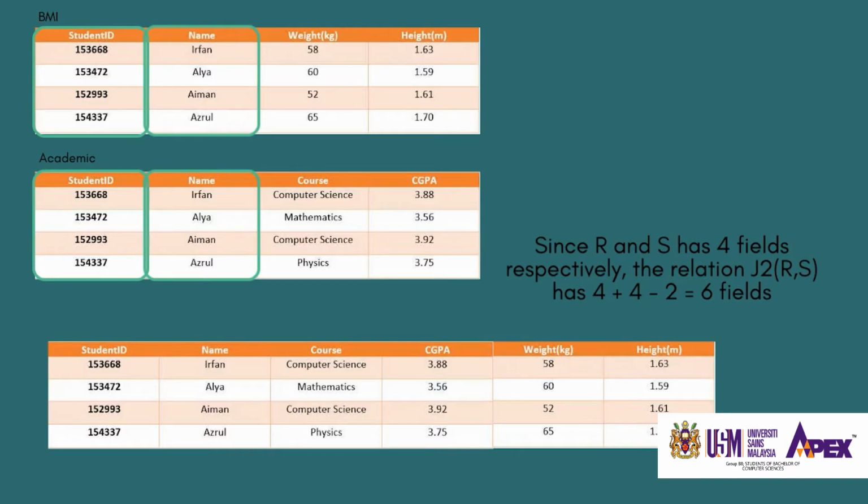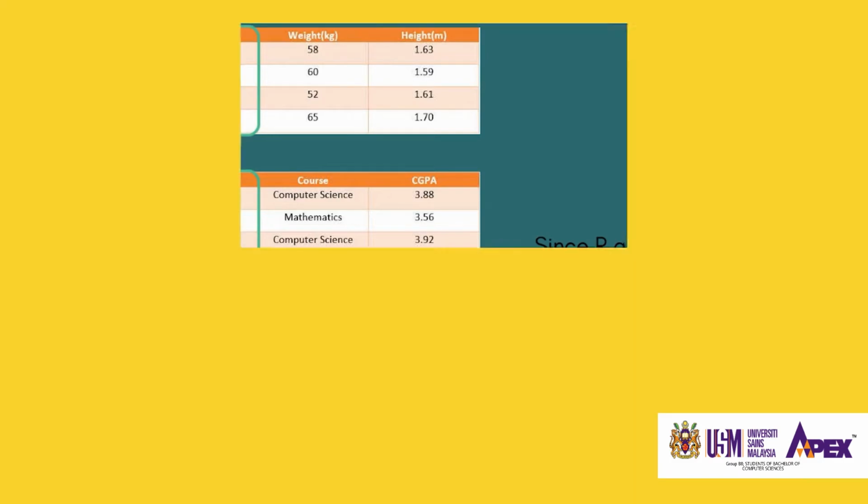Since R and S have 4 fields respectively, the relation J2, R and S, has 6 fields. This is because 4 fields plus 4 fields minus 2 fields, which is 2 where the similarities come from. So it becomes 6 fields.